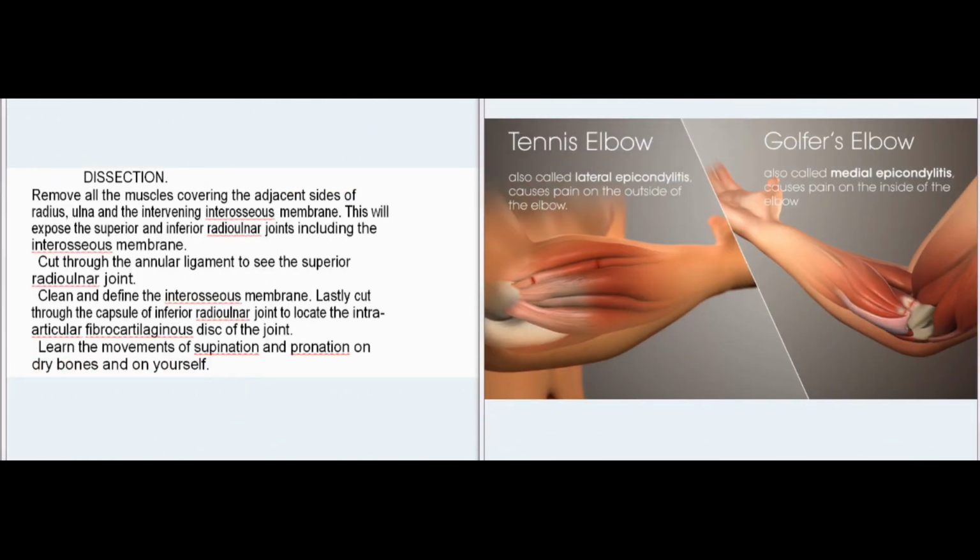Radio-ulnar joints. Dissection. Remove all the muscles covering the adjacent sides of radius, ulna, and the intervening interosseous membrane. This will expose the superior and inferior radio-ulnar joints including the interosseous membrane. Cut through the annular ligament to see the superior radio-ulnar joint. Clean and define the interosseous membrane. Lastly, cut through the capsule of inferior radio-ulnar joint to locate the intra-articular fibrocartilaginous disc of the joint.